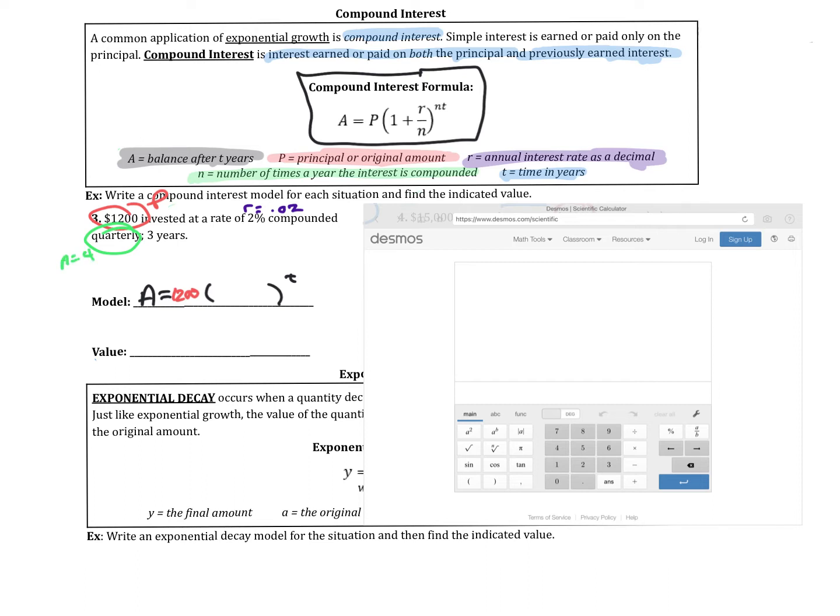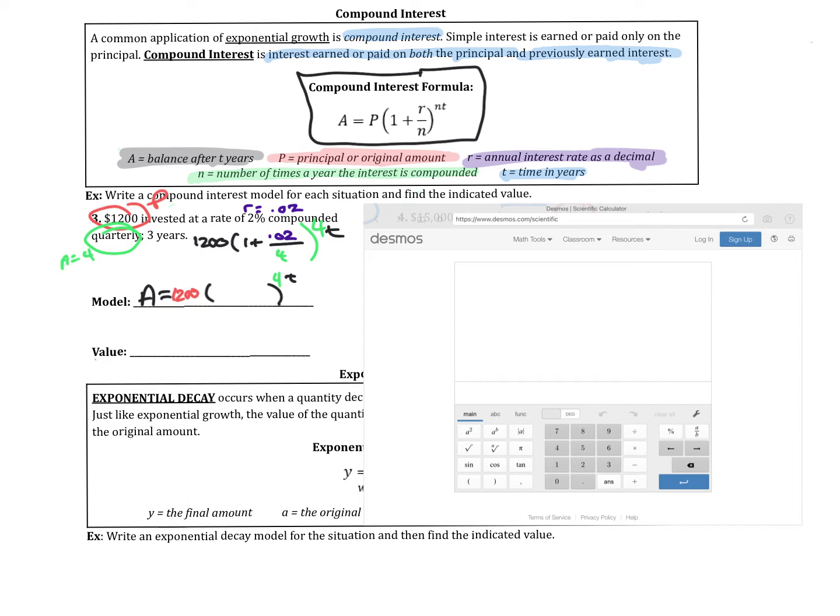And we're going to ignore the 3 years part right now because we're just trying to figure out what our model is. So I know that I'm going to need N to be up here in the exponent. I also need to figure out just what is going to go inside these parentheses. So I should have 1 plus R, which is 0.02, over N, which is 4, to the power of 4t. So I need to simplify what's inside parentheses to finish off my model here.